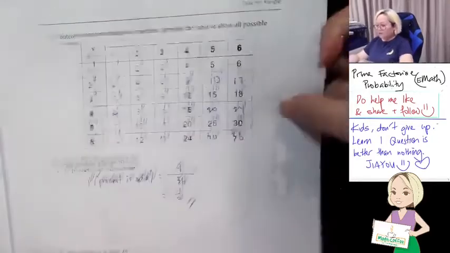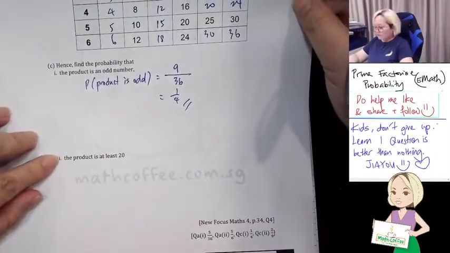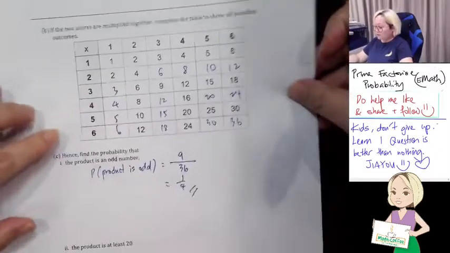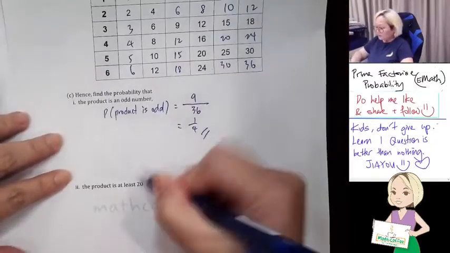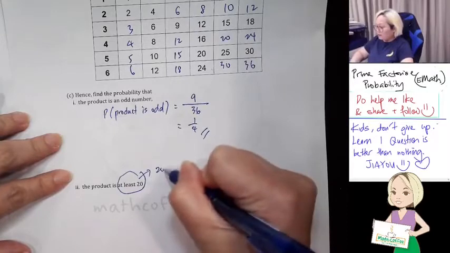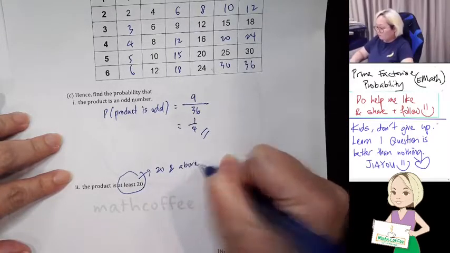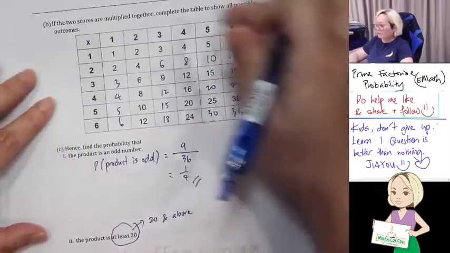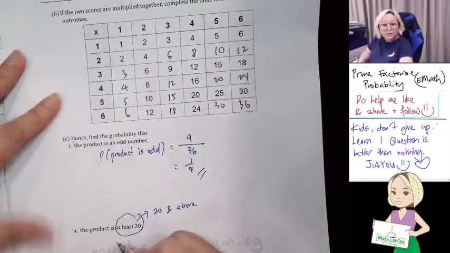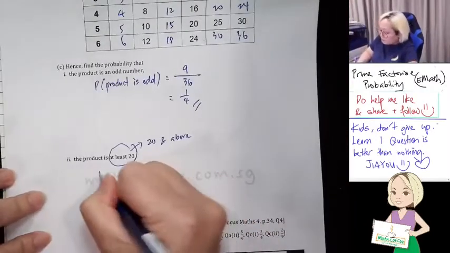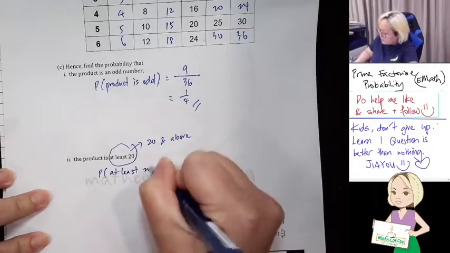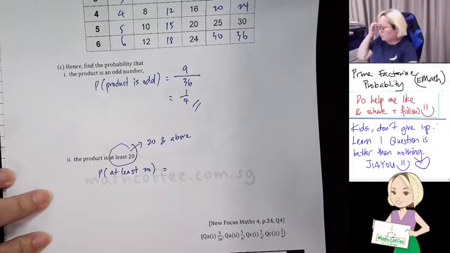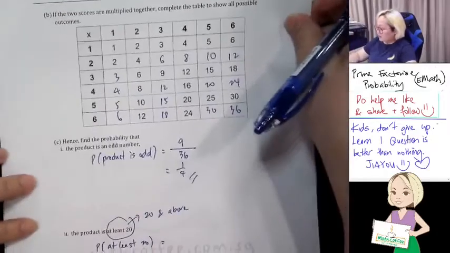Okay, next, they say the product is at least 20. At least 20 means 20 and above. So by looking at the table again, okay, so probability of at least 20 is equals to, so let's take a look at the table and count how many.